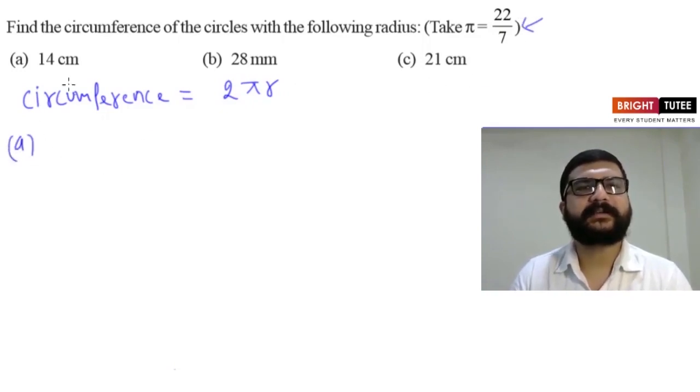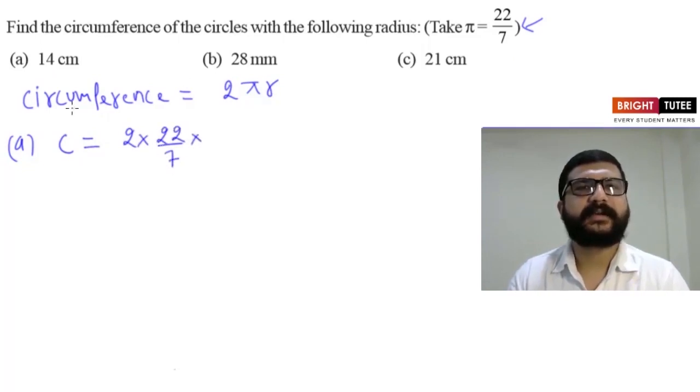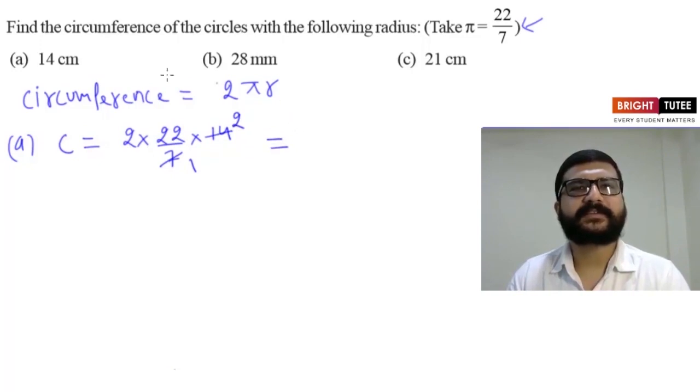Now for the first part, radius is 14. So circumference, let's represent it with c. It will be equal to 2 into 22 upon 7 into r. And what will be r here? It will be 14. Now 7 ones are 7, 7 twos are 14. Now we just have to simplify this. 2 into 22, it is 44, and 44 into 2, it will be 88. So circumference of the circle with radius 14 centimeters will be 88 centimeters.